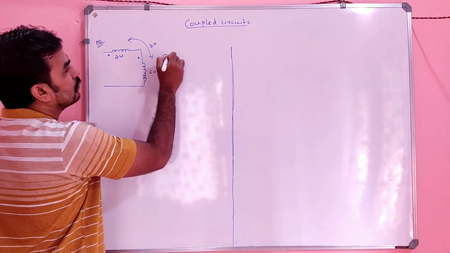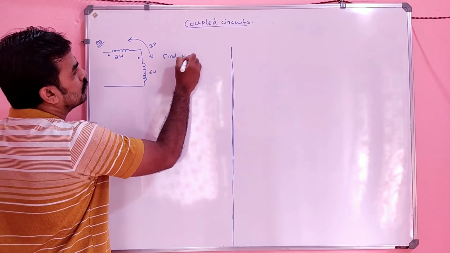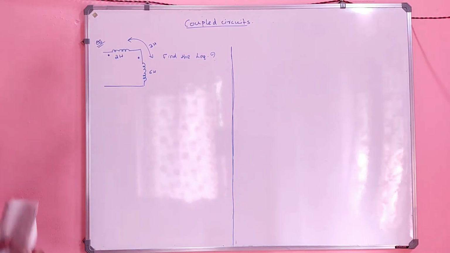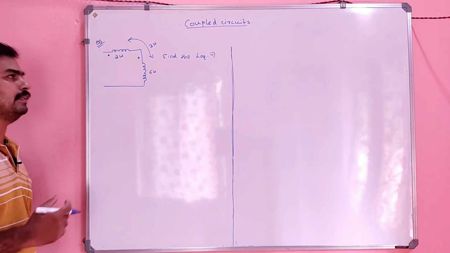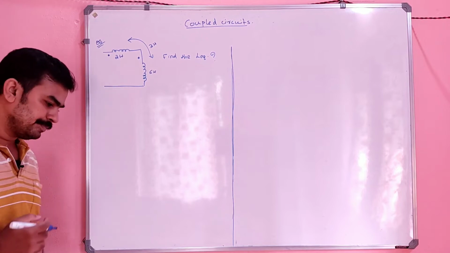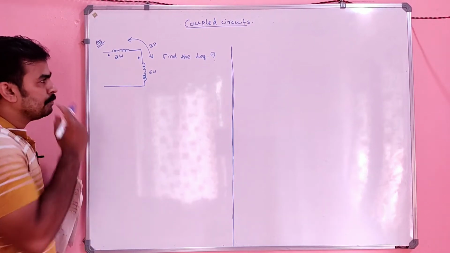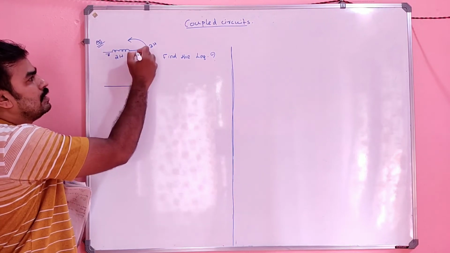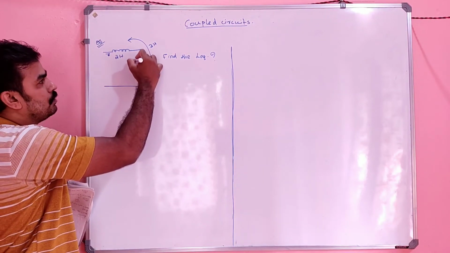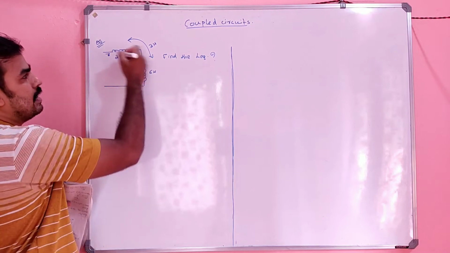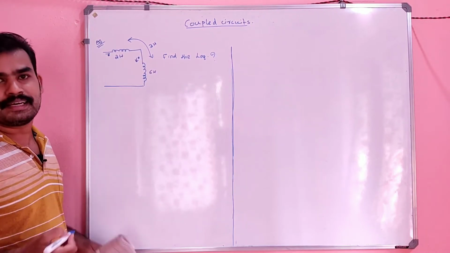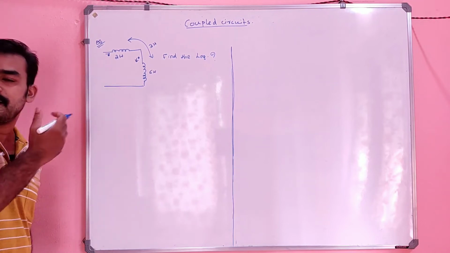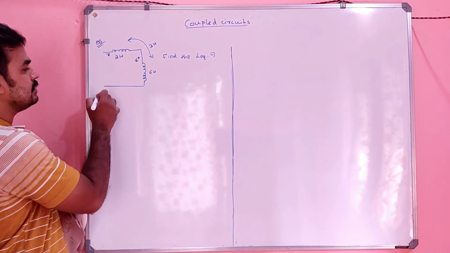Find the L equivalent in the circuit. How can we find it? See, if you look at the circuit, the current entering the first coil is in this position, and the current entering the second coil is in this position. That means the current entering the two coils is in the same manner. So this is an example of a series aiding circuit.